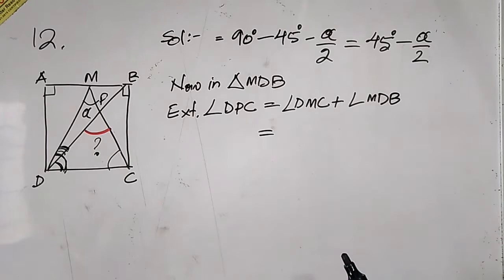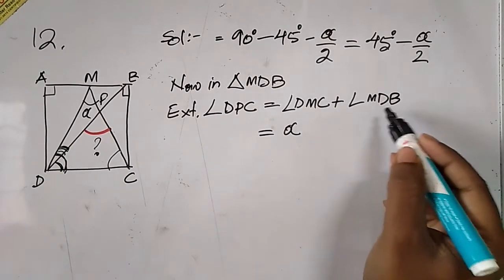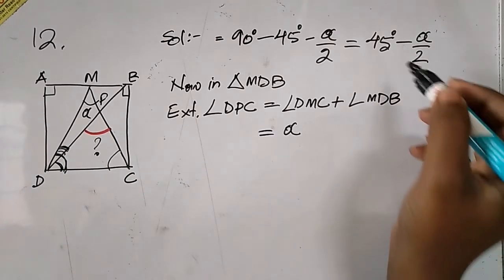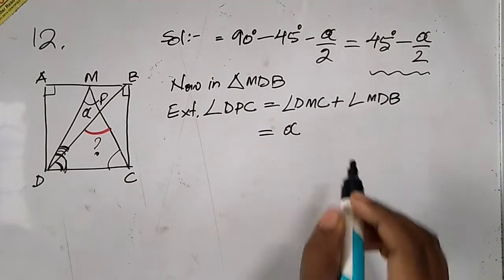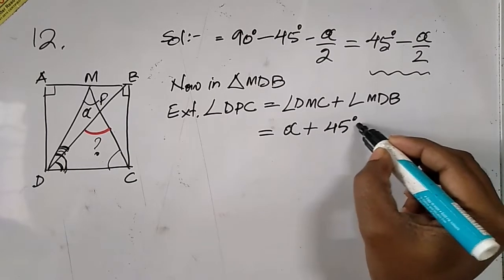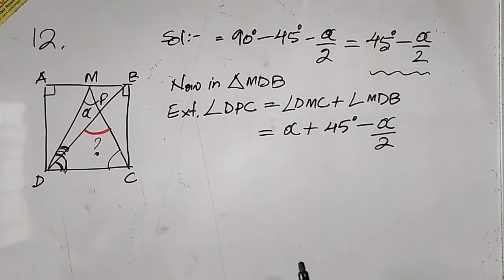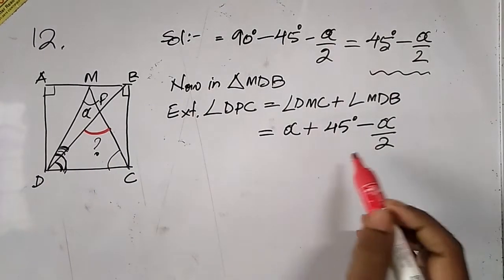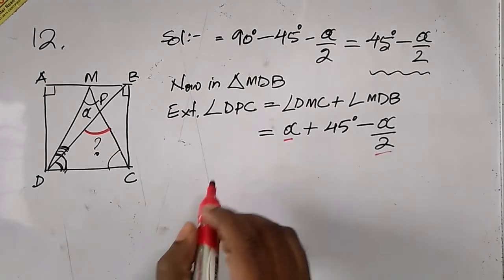Alright, so angle DMC is alpha, right, as given in the question, and angle DMB we have just found. That is how much? 45 degree minus alpha by 2. So plus 45 degree minus alpha by 2. Right, so we have to simplify this, and when we simplify this, I will just show you in rough how we can simplify the alpha values here.